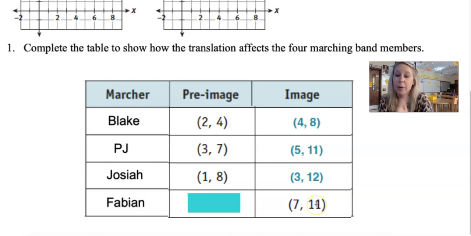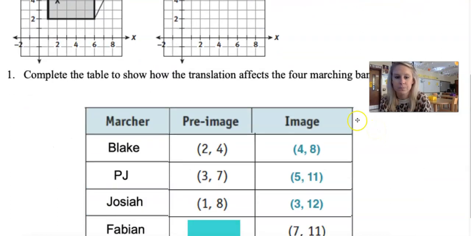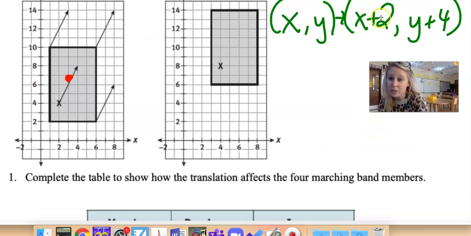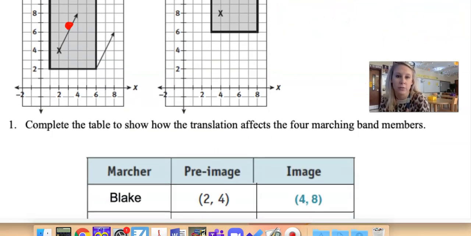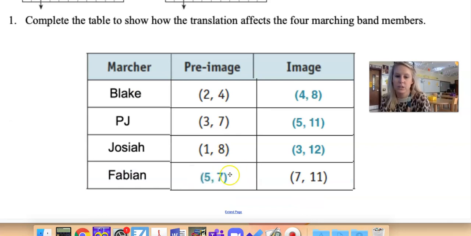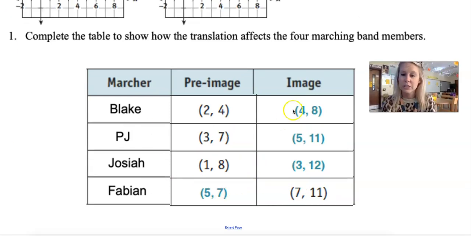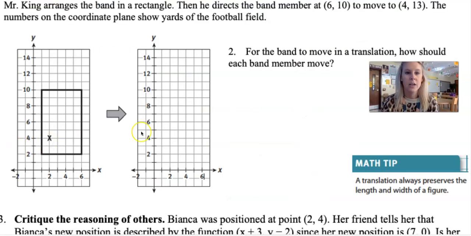Now Fabian is going backwards. So instead of adding 2 and adding 4, I'm going to subtract 2 and subtract 4. So Fabian's going to be at (5, 7). So 7 take away 2 is 5, 11 take away 4 is 7. Let me know if you have any questions on how I found the image. I just went in the forward direction, so plus 2 and plus 4. Again, if you're going from the image to the pre-image, you're going to do the reverse or the opposite. All right, so take a look at number 2. Mr. King is arranging the band in a rectangle.